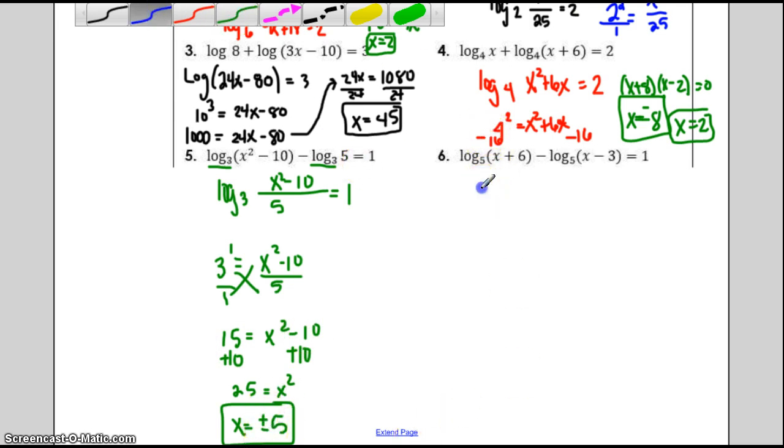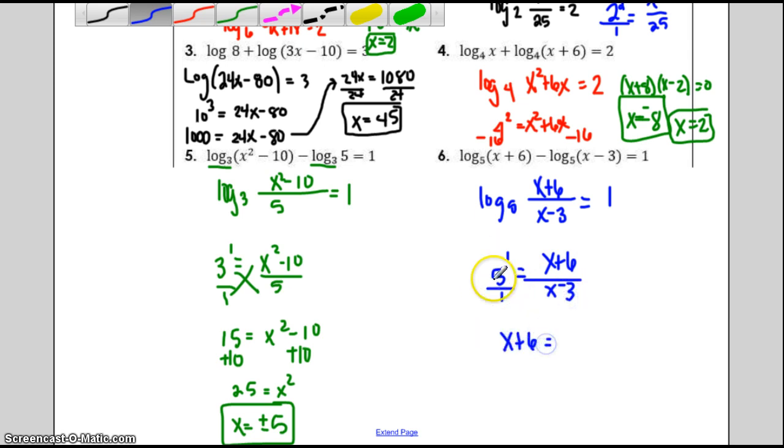So one more, keep that log base the same. This one is subtraction, so it's division. X plus 6 over x minus 3 equaling 1. Now let's rewrite it. 5 is the base, 1 is the exponent, equal to x plus 6 over x minus 3. Use cross multiplication, and it's x plus 6 equals, make sure this 5 is then distributed to both of these. And you could rewrite it and then distribute.